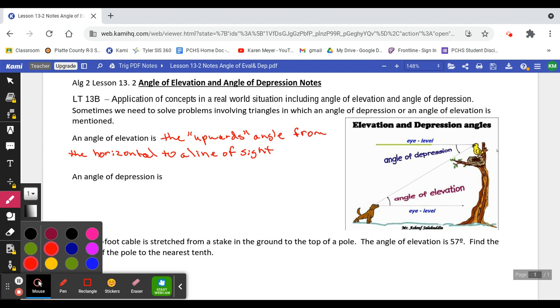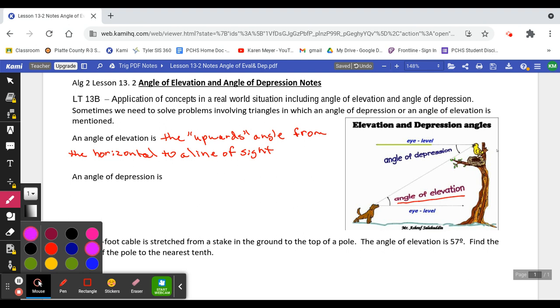To better help understand that definition, let's look at the picture off to the side. When we talk about angle of elevation, you have to be on the horizontal, which is considered like ground. Look at the dog. The dog is looking up at a bird in the tree. The diagonal line that goes from the dog up to the top of the tree makes an angle with the horizontal, and that is what we call the angle of elevation. So just remember, angle of elevation is the angle where you're looking upwards.